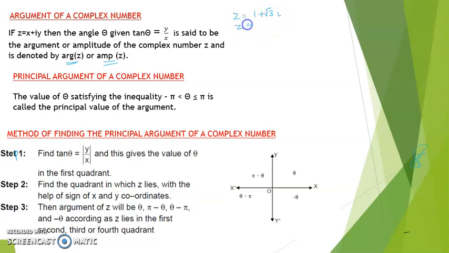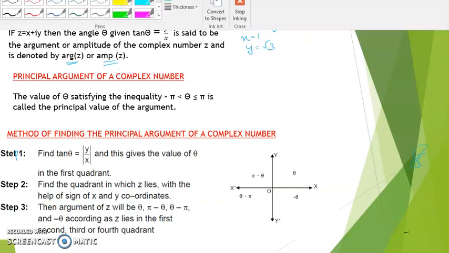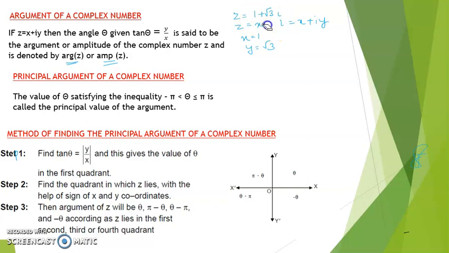If I take any complex number, suppose z is equal to 1 plus root 3i. So this is a complex number. If you compare this with z is equal to x plus iy, it is just for your comparison. So from here x is equal to 1 and y is equal to root 3. Or you can rewrite this equation as z is equal to 1 plus i root 3. Whichever method you find easy, the ultimate purpose is that you should know what is x and what is y. So x is equal to 1, y is equal to root 3.